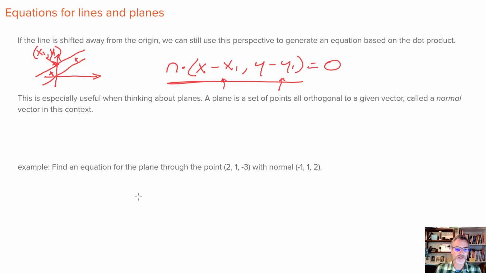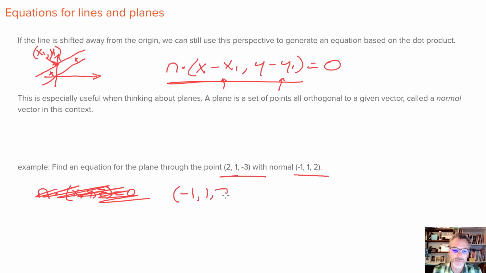Same thing applies for planes. So now I have a plane that doesn't go through the origin, is shifted off of the origin, has this normal here. So if it did go through the origin, all I would have to do is just go n dotted with x, y, z, and set this to 0. That's if it goes through the origin, because if I plug in 0, 0, 0, that's going to satisfy this equation. But I don't have that case here. It goes through this point. So now I take my normal and I dot it with this point, like that, set that to 0.